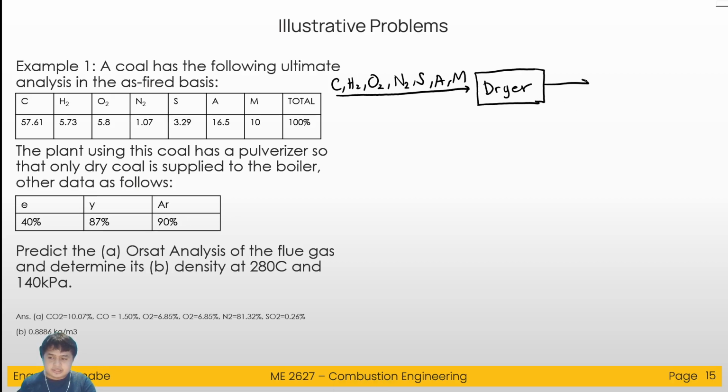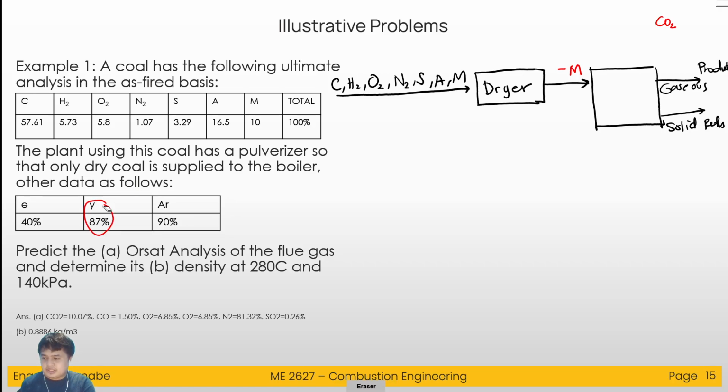After the dryer, it is assumed to be completely dry. So the moisture is now gone, and you have everything else minus moisture. Then it enters the combustion chamber, and you have the products, which are the gaseous products and the solid refuse. For the gaseous, you have carbon dioxide. Is this incomplete, complete, or theoretical? If we have this, then this will be incomplete. If you have only this, this will be complete.